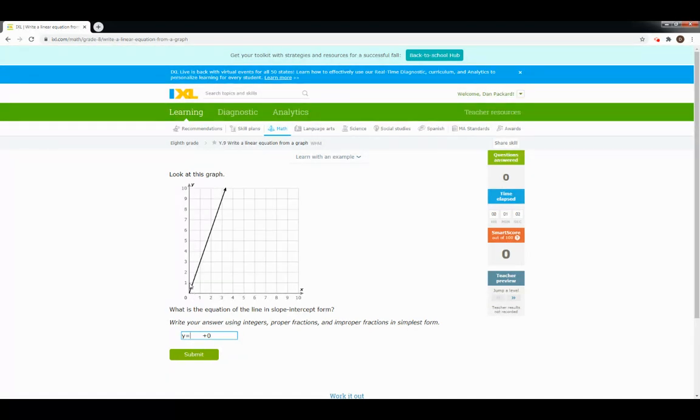So we're going to count up and over from our y-intercept to that intersection. So we go up 1, 2, 3 over 1. So that is a slope of 3. So we have 3, and then don't forget the x. And you can get rid of those spaces, and we have y equals 3x plus 0.